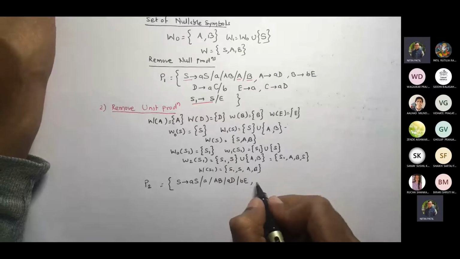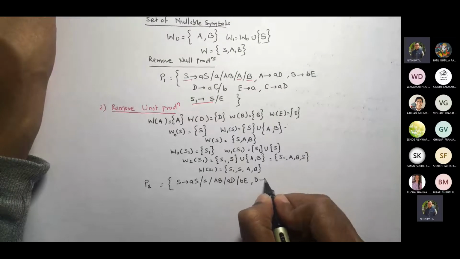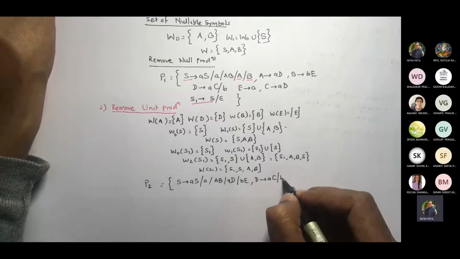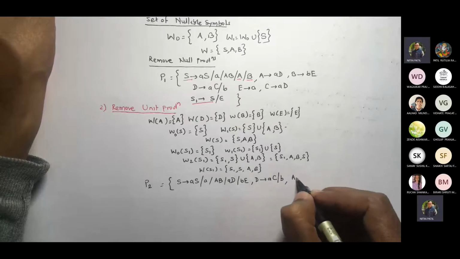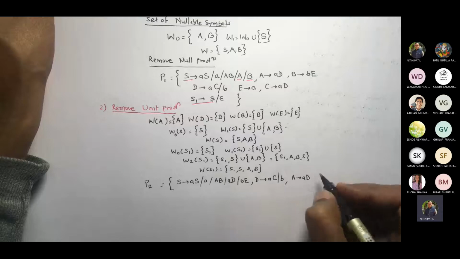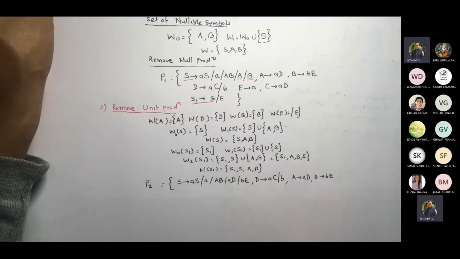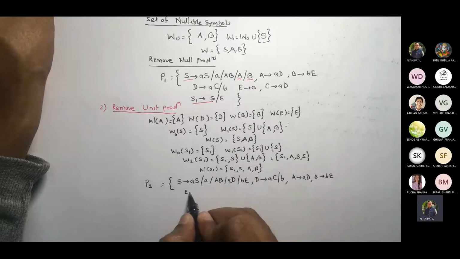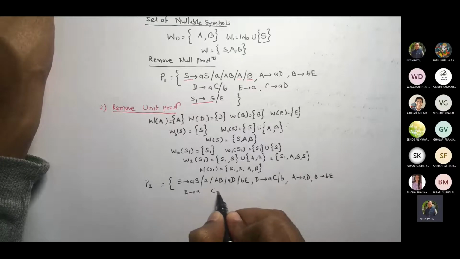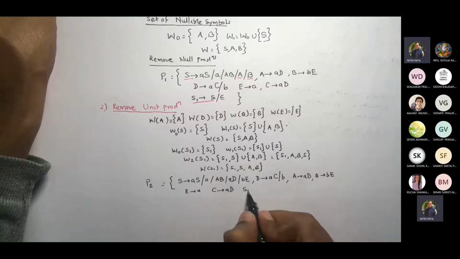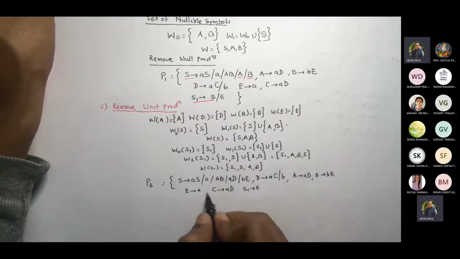Let us go further. So D gives AC, B. Sorry, I forgot, A gives AD. And B gives BE. E gives A. C gives AD. These are non-unit productions, and S1 gives epsilon.